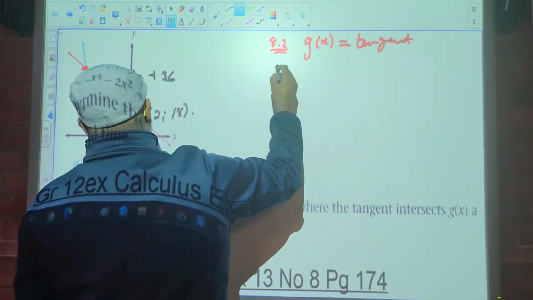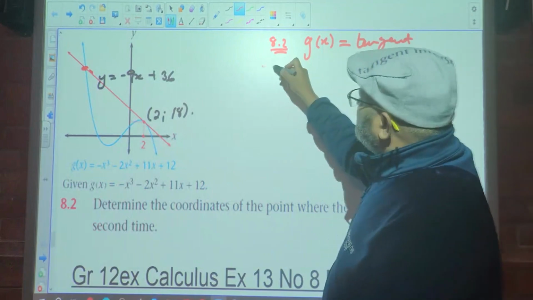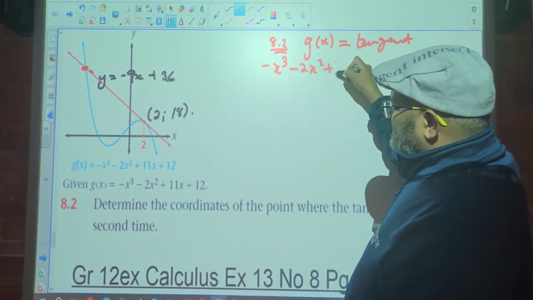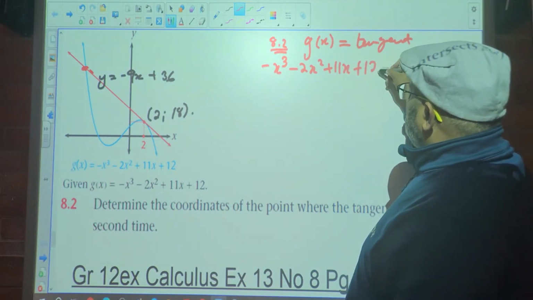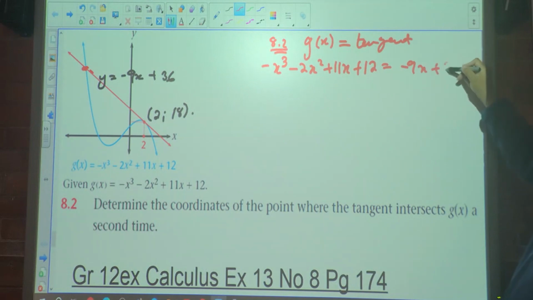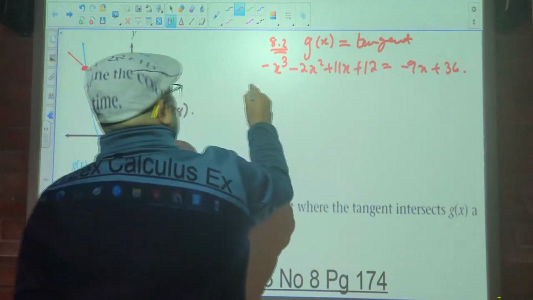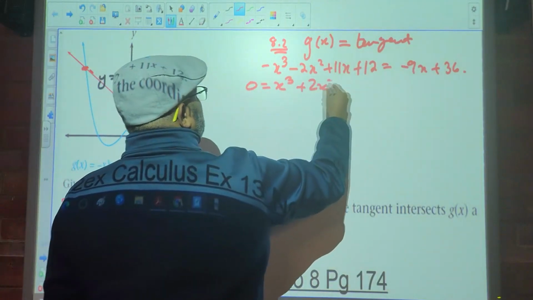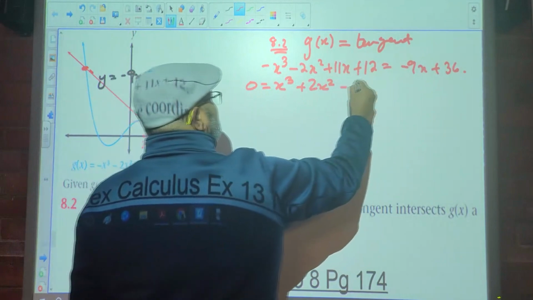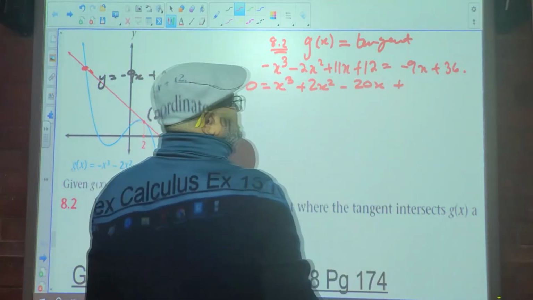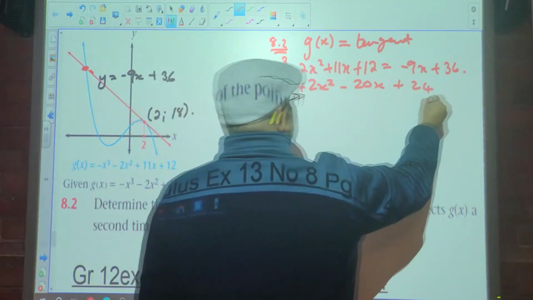Okay, you don't have to write it down. So the equation of g of x, of course, is negative x cubed minus 2x squared plus 11x plus 12, and that has to be equal to negative 9x plus 36. Take everything over to one side, so 0 is equal to x cubed plus 2x squared. Now minus 9x minus 11x is negative 20x, plus 36 minus 12 is 24.